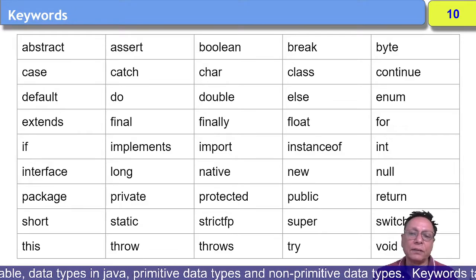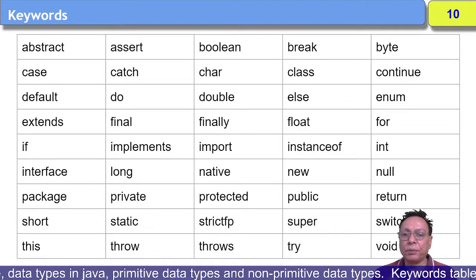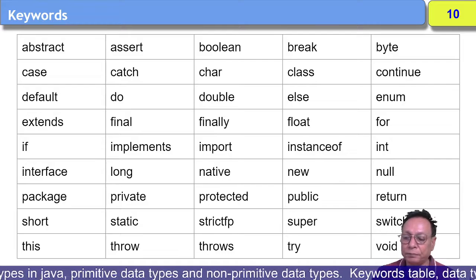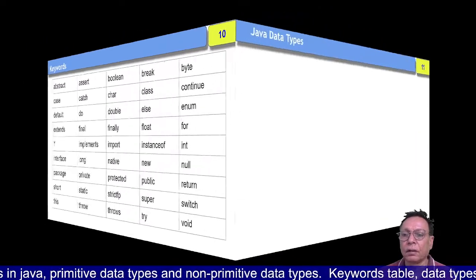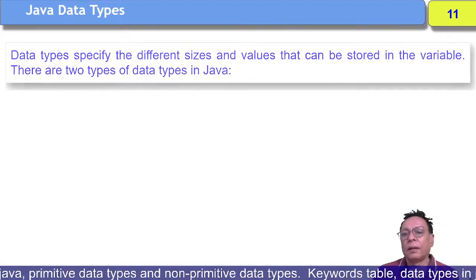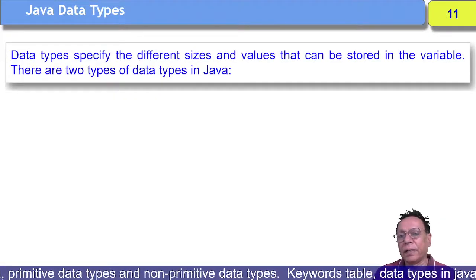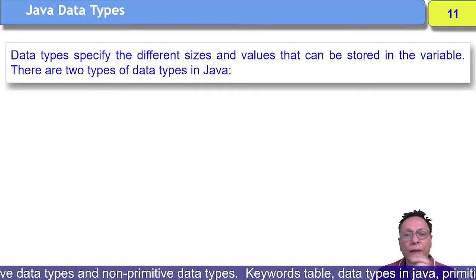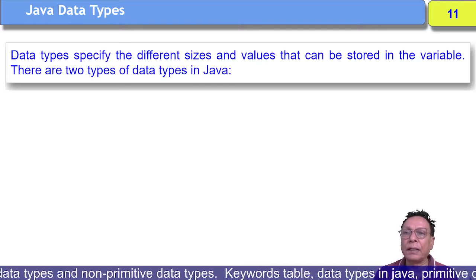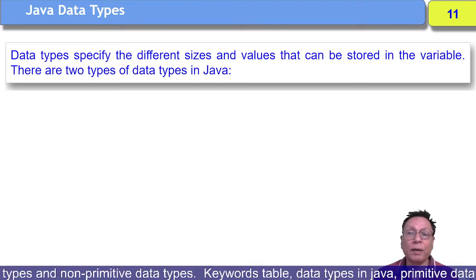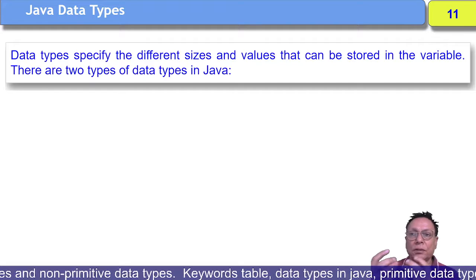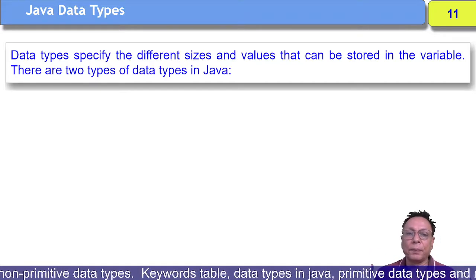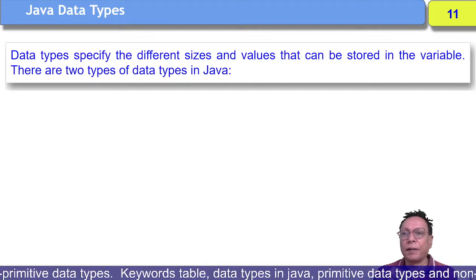After the keywords, I'm going to discuss what are the different data types in Java. So see here, what is a Java data type? Data types specify the different sizes and values that can be stored in a variable. And what is a variable or identifier? It stores the memory location of the particular literal. There are two types of data types in Java.